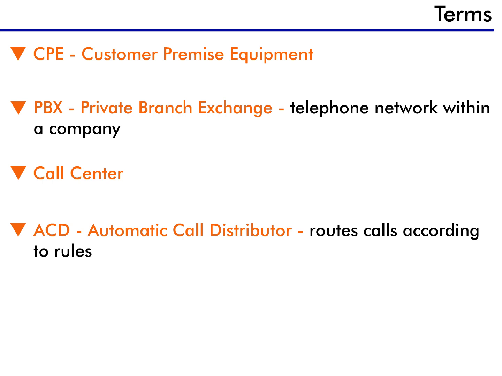Let's start by defining some of the terms we'll use today. First is CPE. This stands for Customer Premise Equipment and includes equipment like phones, wiring, and everything that's not owned by the telephone company. As the name implies, it's located on the customer's premises.